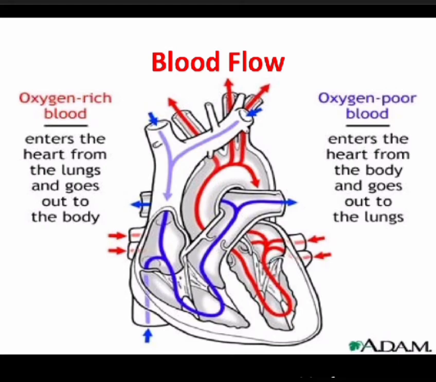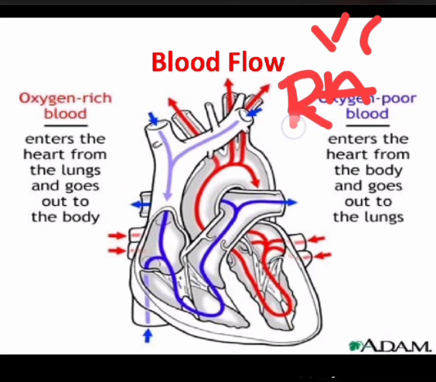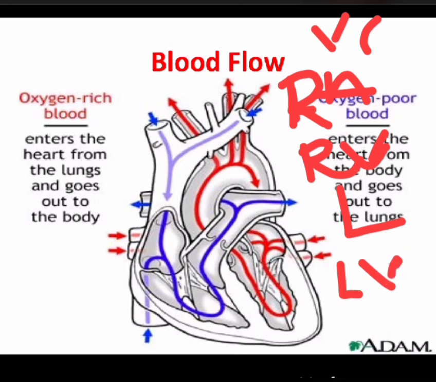Okay, so first we have the vena cava, whether superior or inferior. Then we have the atrium, that is the right atrium. Then from the right atrium to the right ventricle, from the right ventricle to the lungs, from the lungs to the left atrium, from the left atrium to the left ventricle, then to the aorta, and then to other parts of the body.